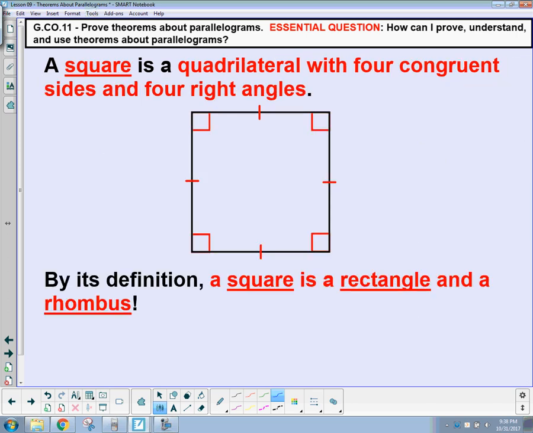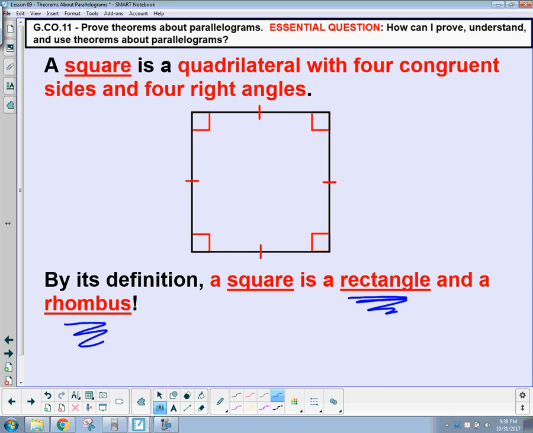A square is a quadrilateral with 4 congruent sides and 4 right angles. By its definition, a square is a rectangle and a rhombus. It's a rectangle because of the 4 right angles. It's a rhombus because of the 4 congruent parts.